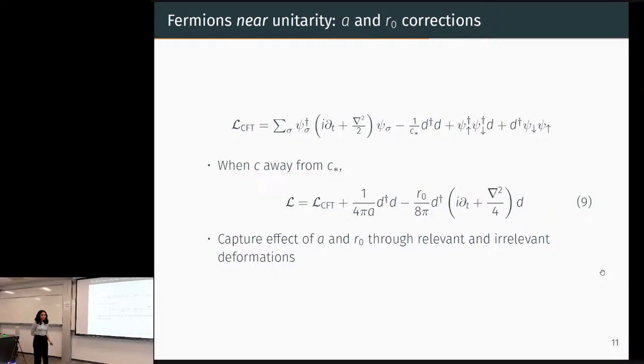So the range finite, the finite A is relevant. Yes. Finite are not relevant. Is it the leading irrelevant perturbation? Yes, because at the lowest order you just have one term that you can add.